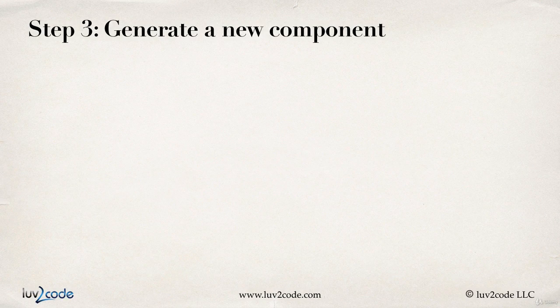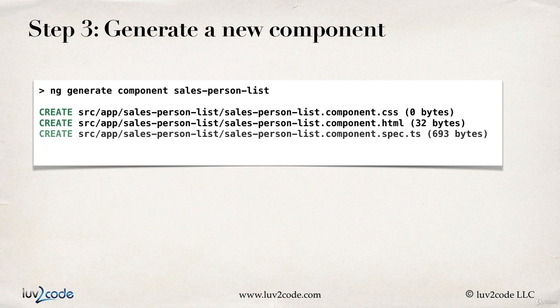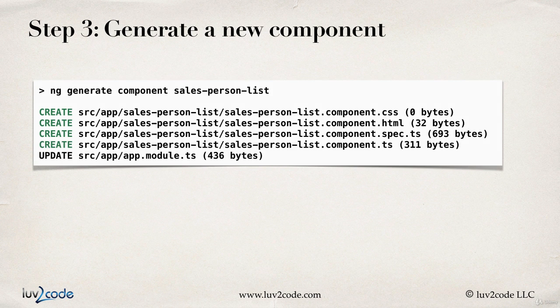Then in step 3, I need to generate a new component. So I use the Angular CLI again. I'll say ng generate component salesperson list. It'll go off and create some files for us and also perform an update on our module file. And on the next slide, we'll actually discuss these generated files.